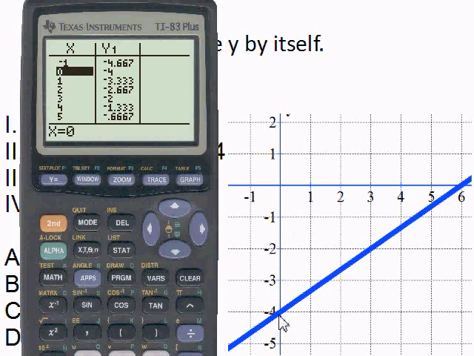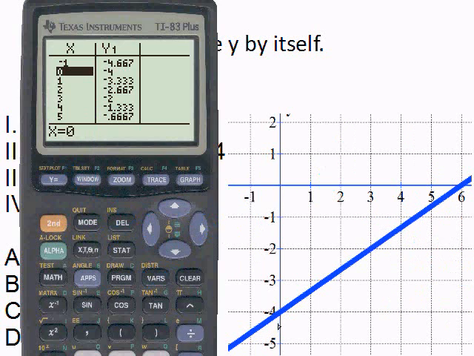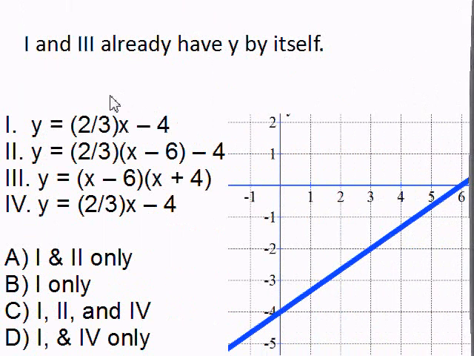0, negative 4. Yep, that matches up. We can match another point. So 0, negative 4 matched. And we need to match at least one other point. 3, negative 2. Yep, that's a match too. So we know for sure that the first answer choice is indeed correct.